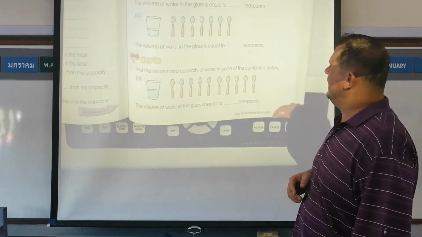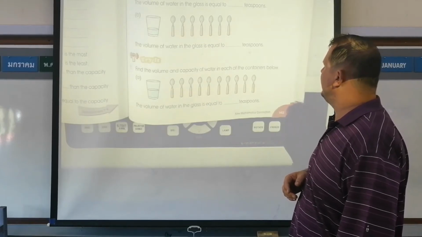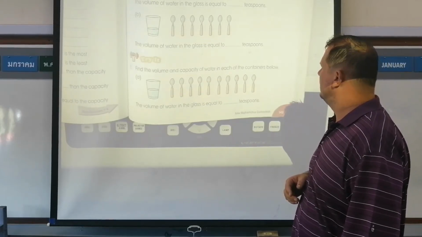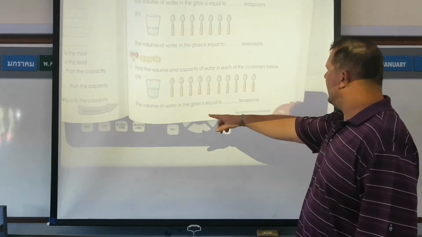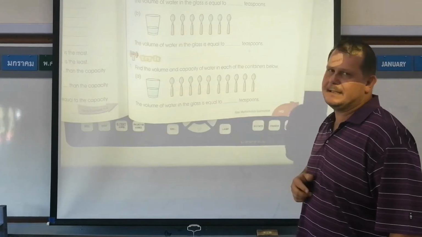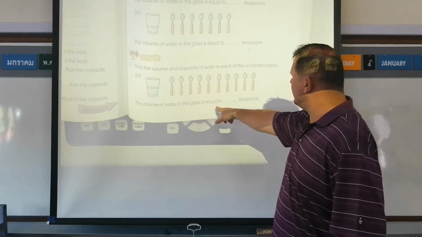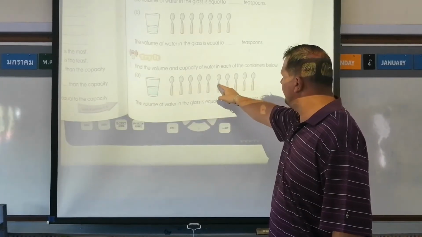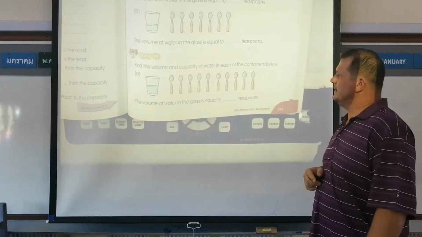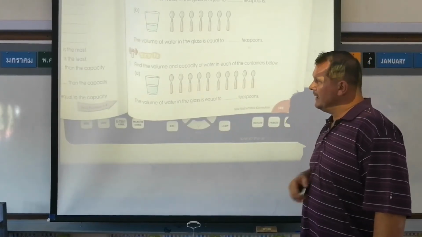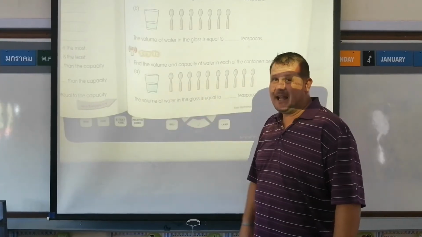Find the volume and capacity of water in each of the containers below. This is something you have to do at home to really practice it. The volume, you can just look here. The volume of the water in the glass is equal to 1, 2, 3, 4, 5, 6, 7, 8, 9, 10 teaspoons.